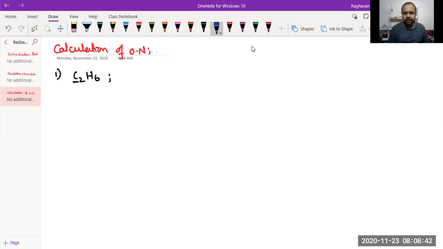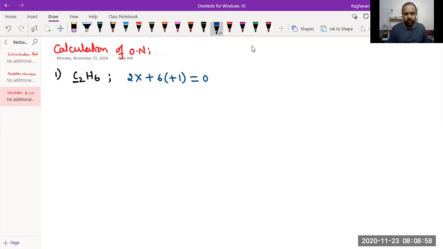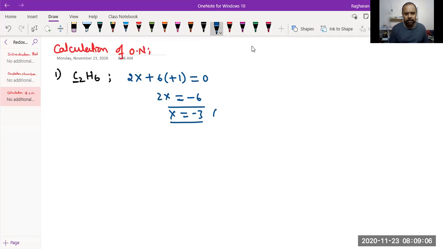How many carbons are there? 2. So the unknown is always X. And how many hydrogens are there? 6. What is the charge on hydrogen? Plus 1. The sum should be equal to 0, so 2x is equal to -6, and X is -3. So carbon here is present in the -3 oxidation state.